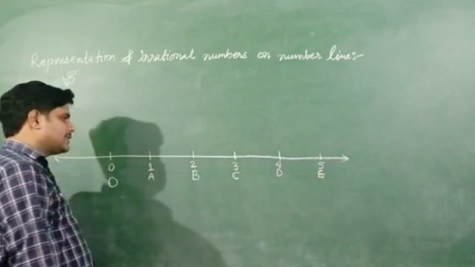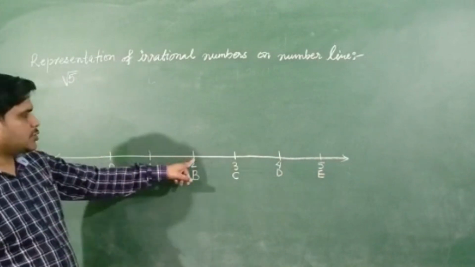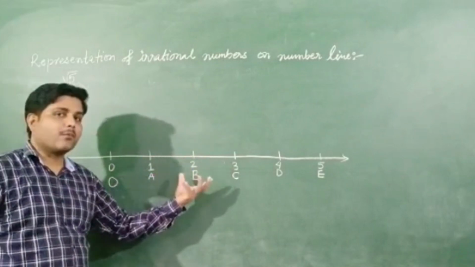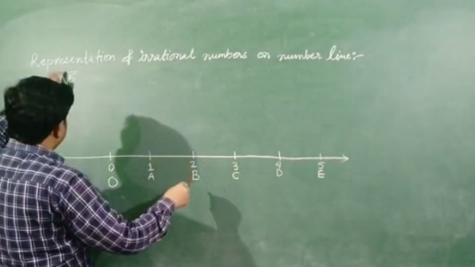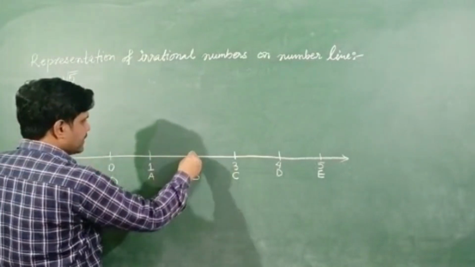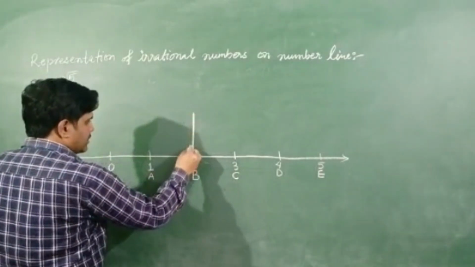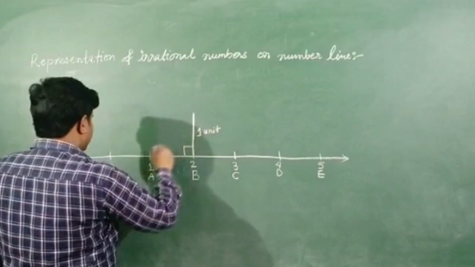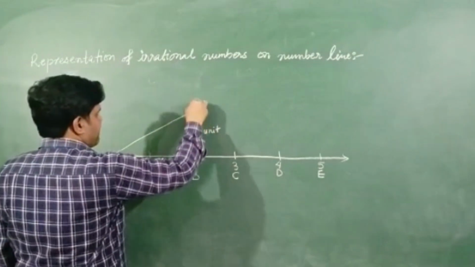So how do we represent root 5? Since we know that square root of 4 is 2, the root 5 number will be between 2 and 3 somewhere. So instead of taking 1 unit at a time, in case of root 5 we take 2 units together. So let's take 2 units first, and we will do the same process. We will draw a line perpendicular to this, of 1 unit. Take 1 unit here, join O and this point, and name it F.